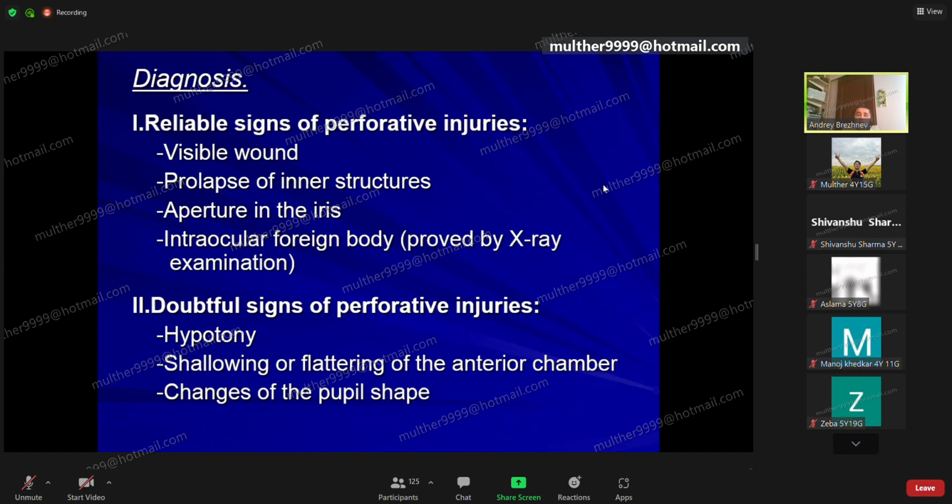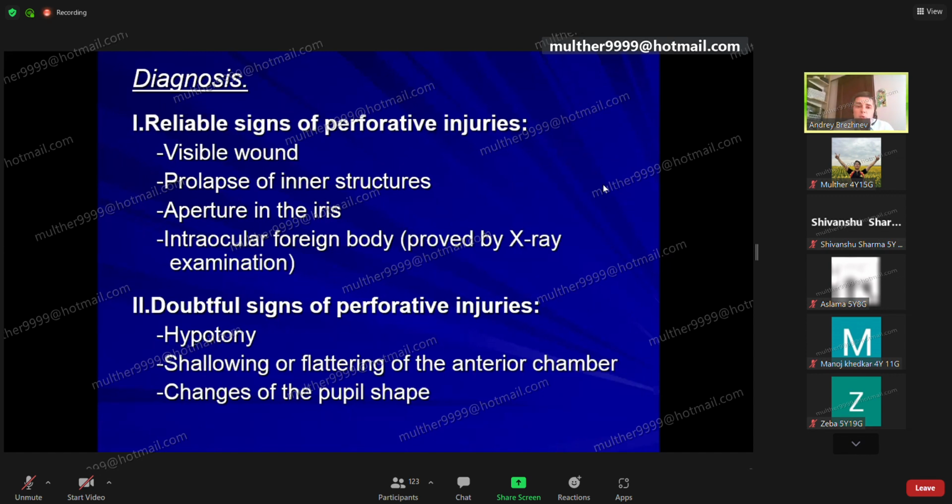And in this case, it's necessary to try to find any changes which may prove your suggestion, or to exclude the diagnosis of perforation and continue to treat such a patient according to the rules of treatment of contusional injuries. Shallowing or flattening of the anterior chamber. If there exists a perforation in the anterior chamber, it means that the changes of the depth of the anterior chamber may be associated with the presence of this wound.